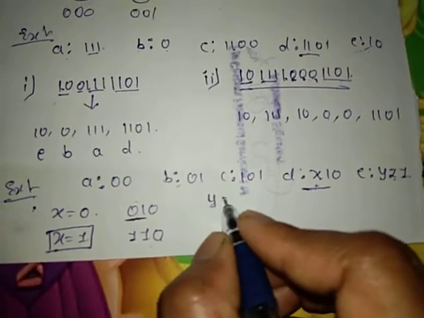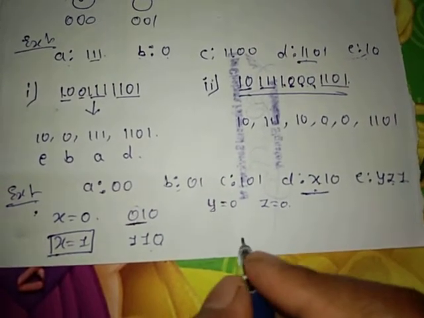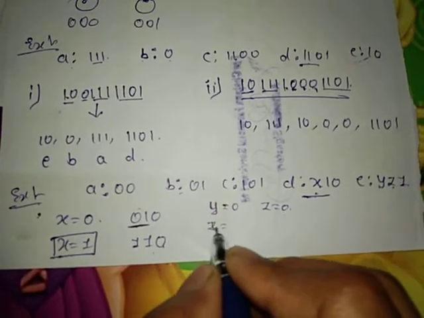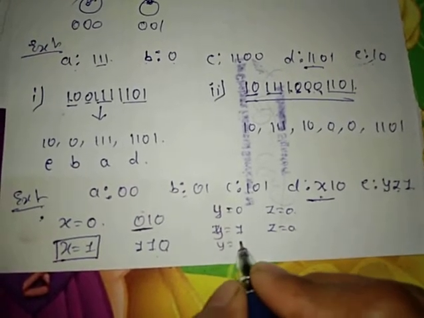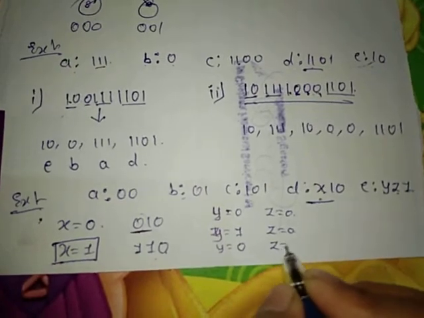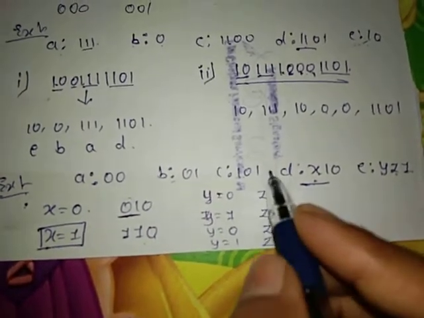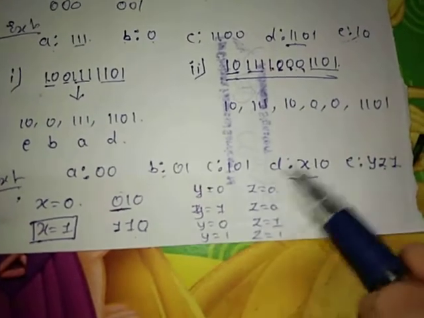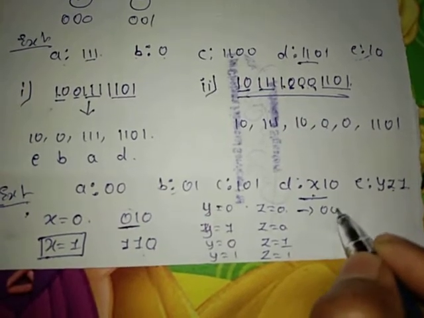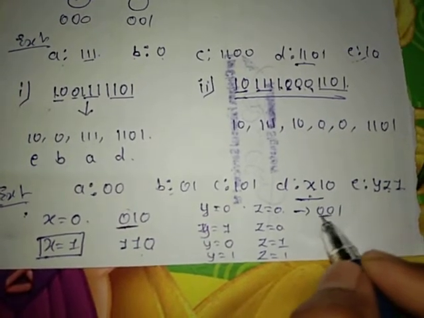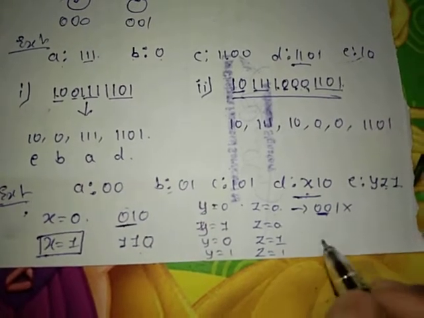If I take Y equal to 0, we have combinations: Y equal to 0, Z equal to 0, or Y equal to 1, Z equal to 0, or Y equal to 0, Z equal to 1, or Y equal to 1, Z equal to 1. We have 4 choices here. If we take Y equal to 0, Z equal to 0, then it can be read as 0 0 1. That has a prefix A here, so it cannot be taken.